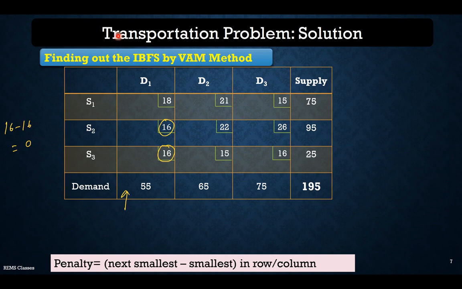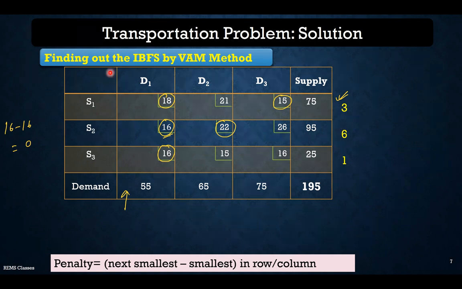So we will find the penalty for each row and for each column. For this particular row, 15 is the least cost and the next least cost is 18, so we have a penalty of 3. Like that, we have 16 and 22, so 22 minus 16 is 6. So we have different penalties for each row and for each column.